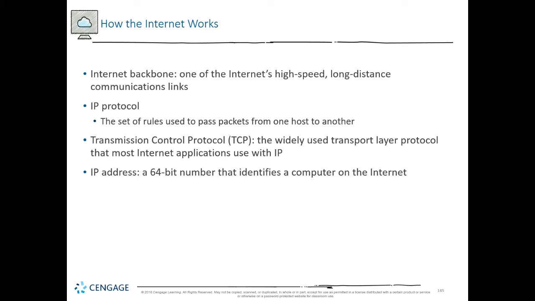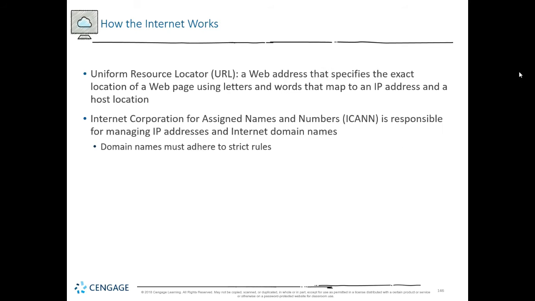Transmission Control Protocol, TCP, the widely used transport layer protocol that most Internet applications use with IP. IP address, a 64-bit number that identifies the computer on the Internet. How the Internet works. Uniform Resource Locator, URL, a web address that specifies the exact location of a web page using letters and words that map to an IP address and a host location.